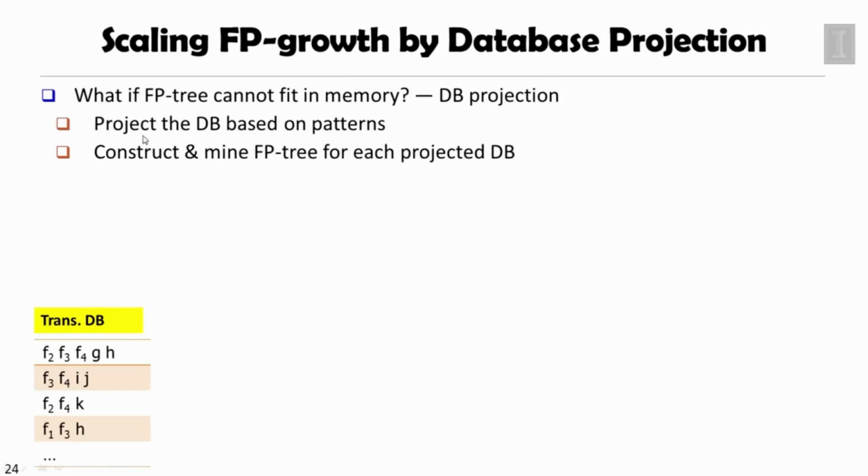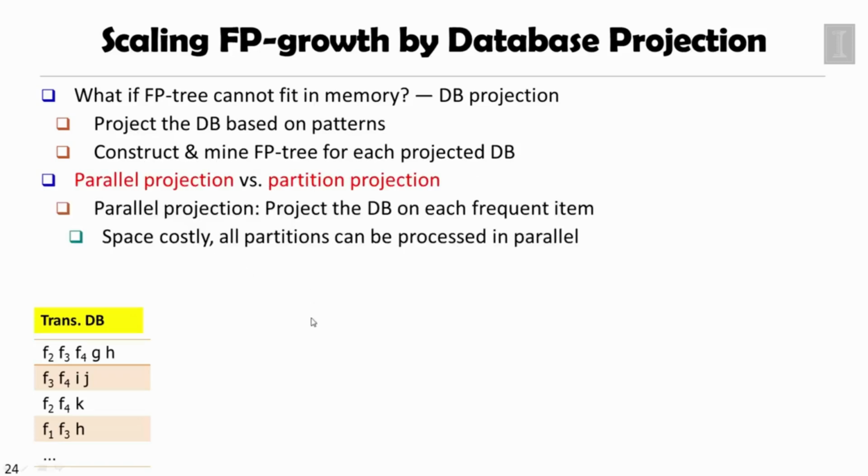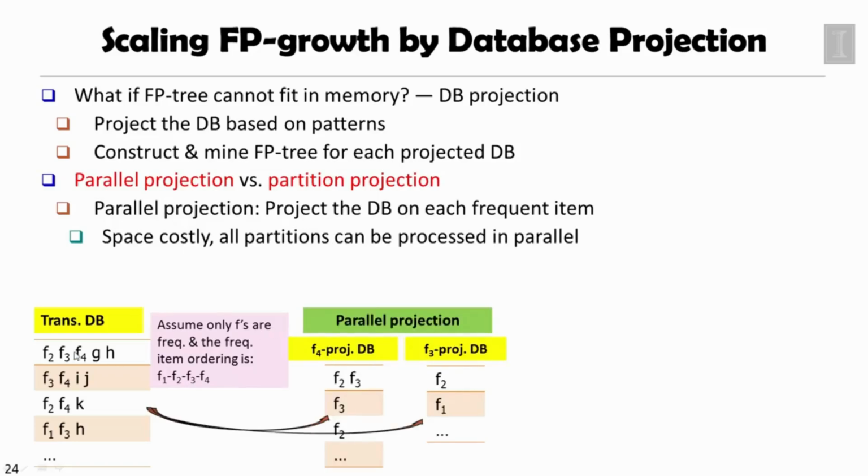That means we project the database based on the patterns, based on single item set. Then we can construct and mine this tree for each projected database. So we can have parallel projection or partition projection, 2 different methods. The parallel projection means for this one, you will get an F4 projected database and an F3 projected database.